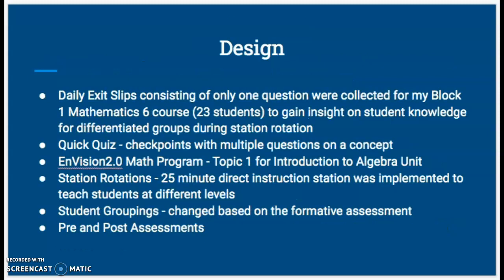So the design, I kind of had stated some of it earlier. I used daily exit slips consisting of only one question on the concept that they were taught to gain insight on student knowledge for each group.